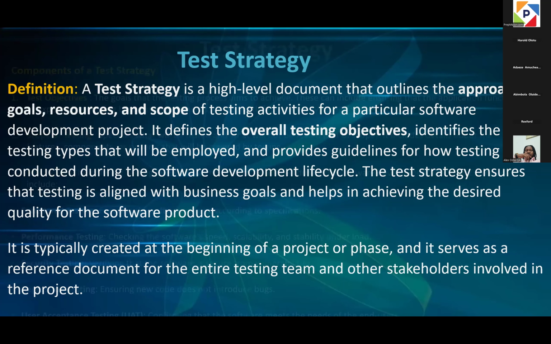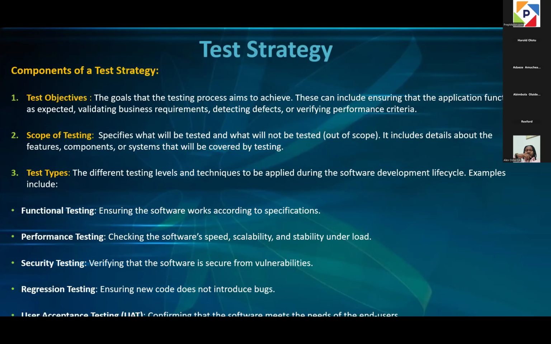Okay, and these are the components of the test strategy. We have the test objective. We have the scope of testing, the testing types. We have the functional testing, the performance testing. That's the type of testing we will be conducting as part of the test strategy document. We have the security testing, the regression testing, and also the user acceptance testing.